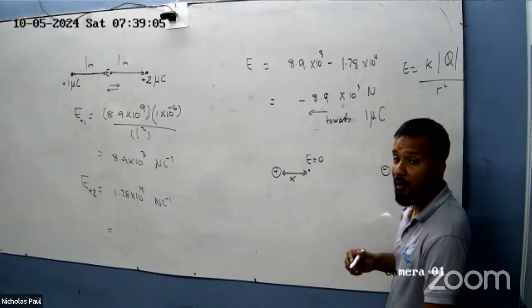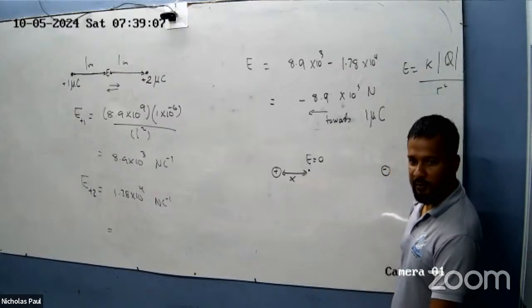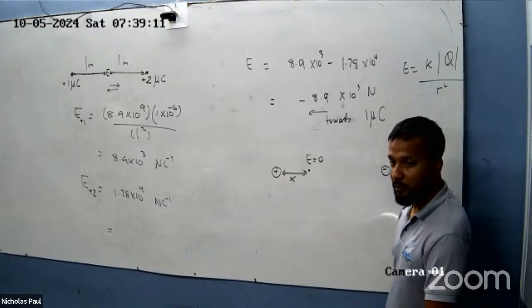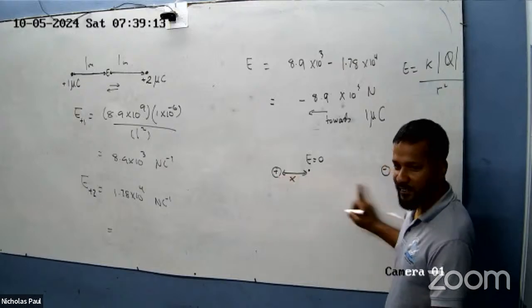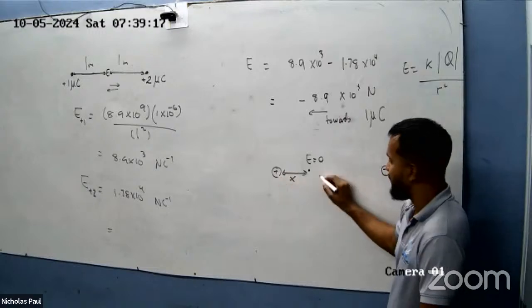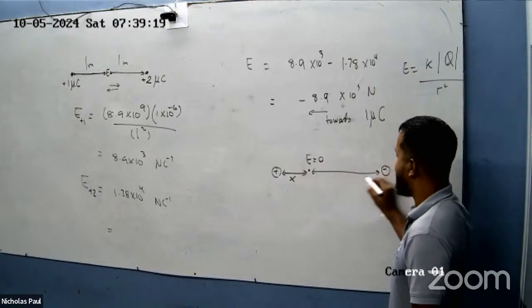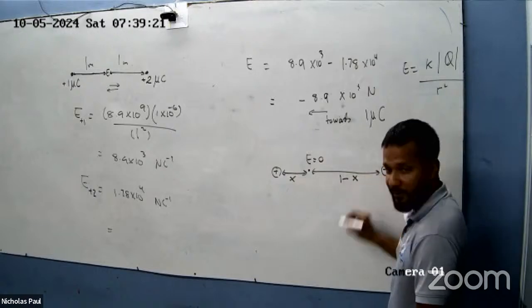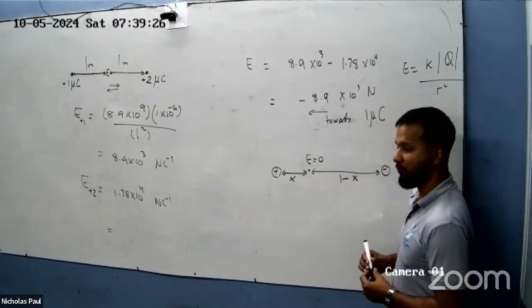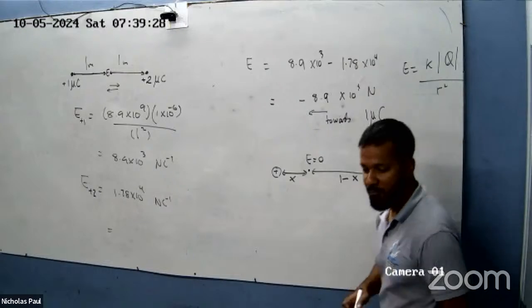So from here to here is how much? 1. Here to here is 1 minus x. So here to here is 1 minus x. That's how we're going to take care of it. Okay? Go ahead, have fun.